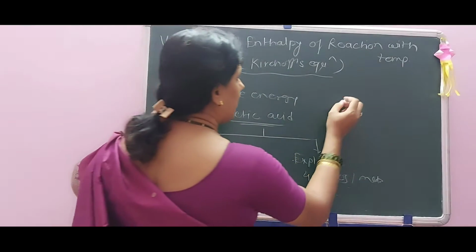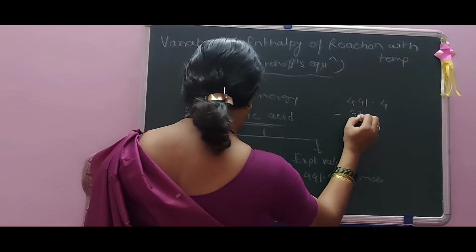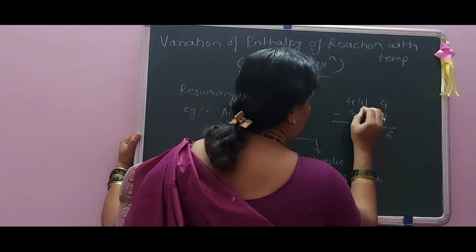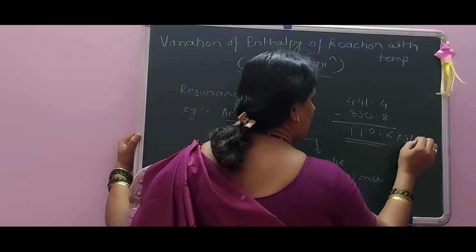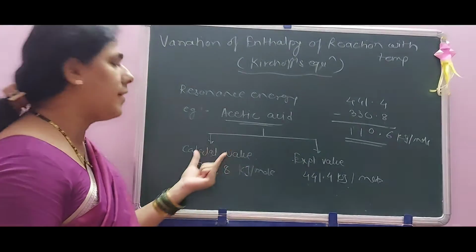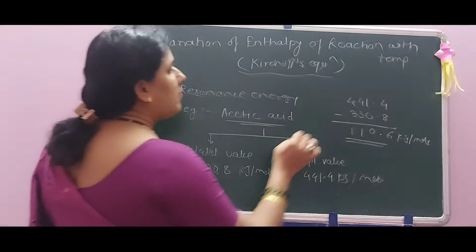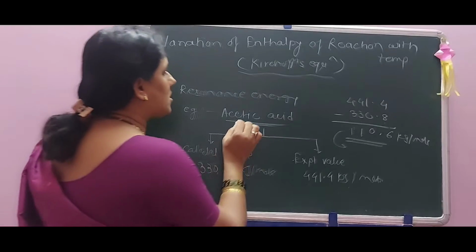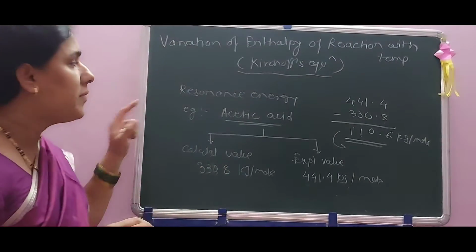Now, what is the difference here? That is 441.4 minus 330.8. What is the remainder? That is 110.6 kilojoule per mole. That is the difference between the experimental value and the calculated value for acetic acid. Therefore, acetic acid, having the resonance structure, is more stable than the normal structure. Up to this we have the last point.